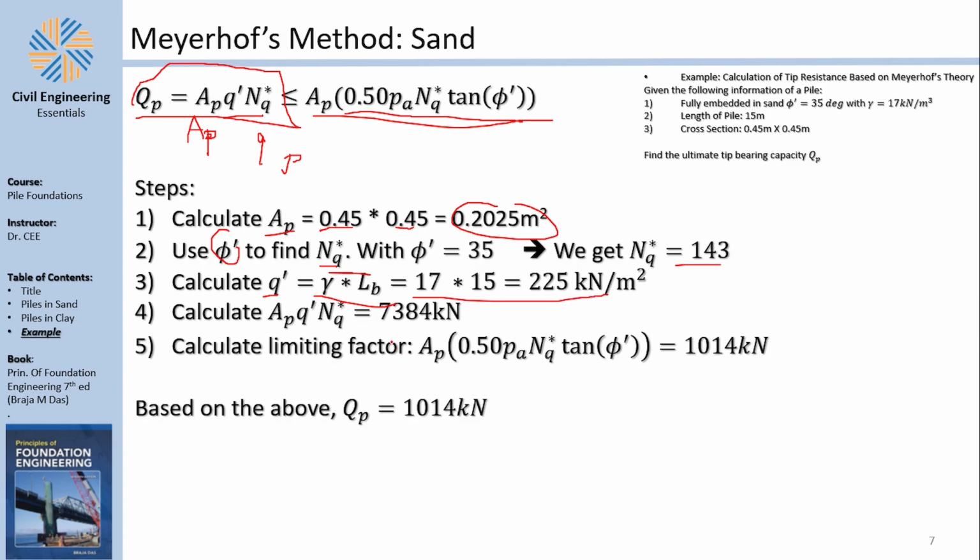And notice that the limiting factor is what controls here. So QP is 1014, despite the fact that QP wants to skyrocket to 7,384, you are actually limited to the limit of QP, which is 1014. So that should be the ultimate bearing capacity of that pile. You still have to calculate the friction capacity of that pile, add them together, and then apply a factor of safety. But that's something we will do for later, because we still need to cover the topic of friction before we go on with this.